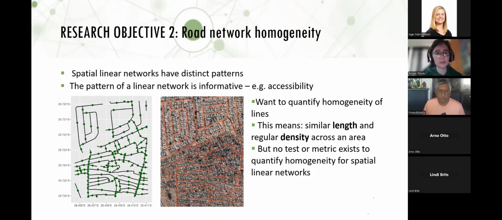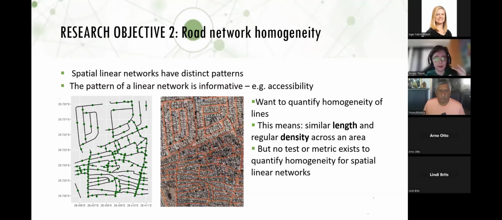So the different patterns of the roads do actually tell you something about what's going on there beyond the road itself. What kind of neighborhood or situation are we looking at? So there's a lot of information there. And I specifically wanted to look at the homogeneity, which means essentially similar length and density across an area.